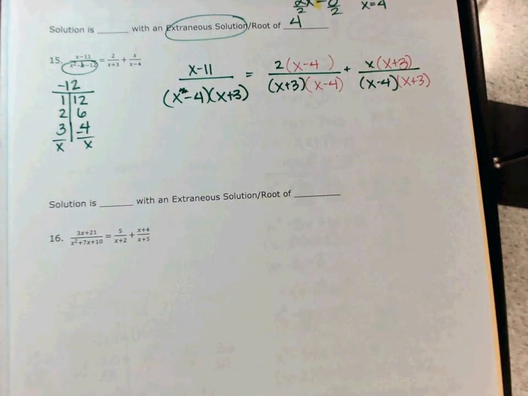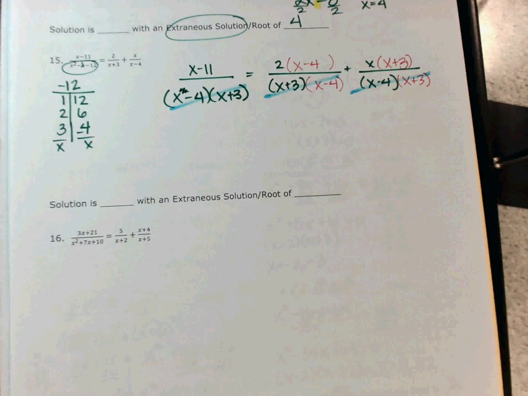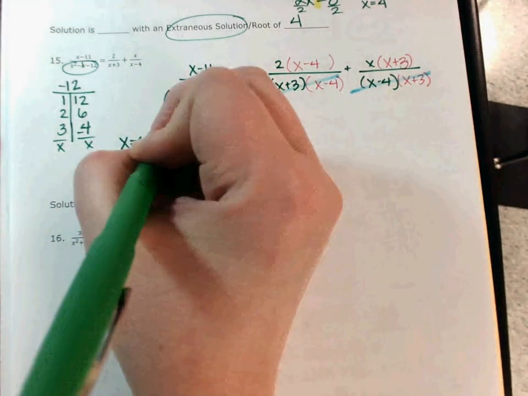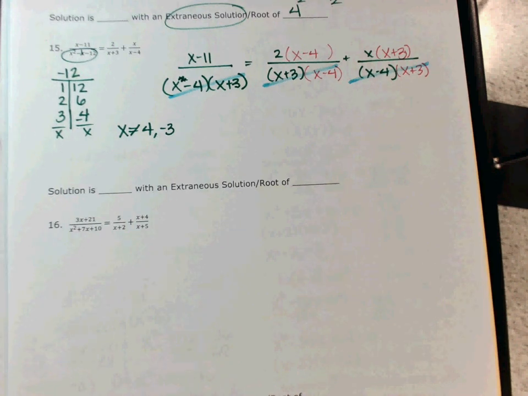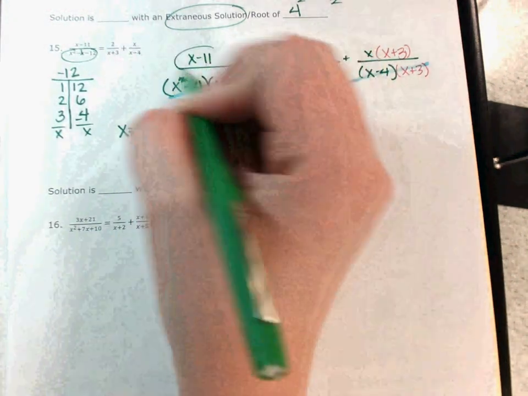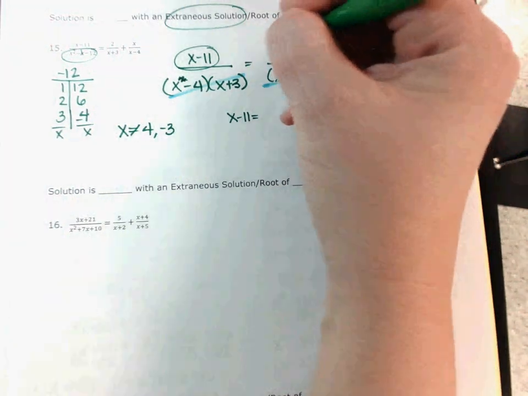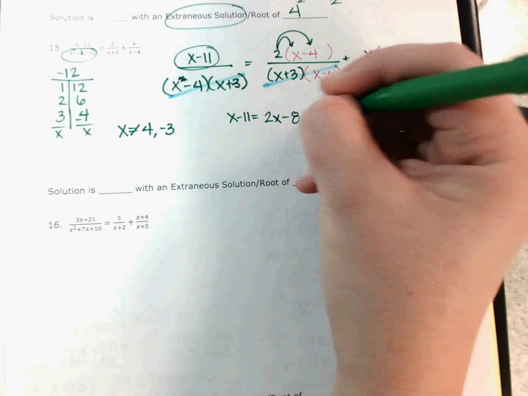Okay. Then from there, you're going to cross out all of your denominators because they match. But you're going to list the numbers that x is not allowed to equal. I crossed out a minus 4, then x cannot be positive 4. I crossed out a plus 3, then x cannot equal minus 3. And then you just take the top that's left over and solve it. So I have x minus 11 from here. I didn't have to fix that. Other side, I'm distributing a 2. 2 times x is 2x. 2 times minus 4 is minus 8.